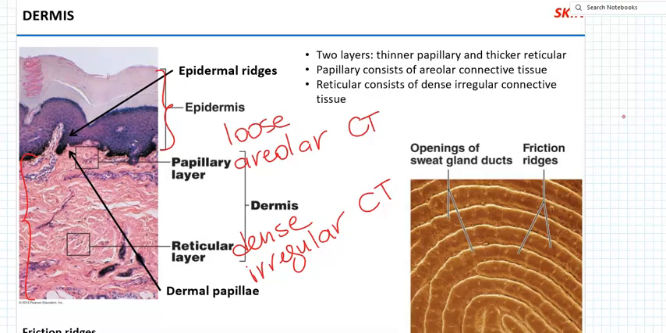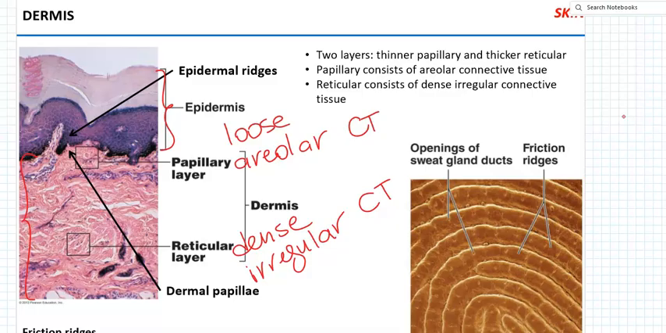Question? You sure? Oh. Yes, it is. My handwriting is horrible. Not as bad as my kids' handwriting, though, but it's not great. So, irregular, dense, loose areolar. Okay, I know that my R looks like my V. Okay? Okay, so far, we're good?